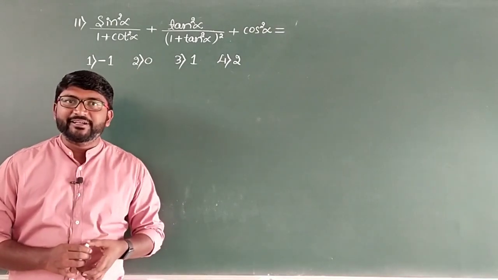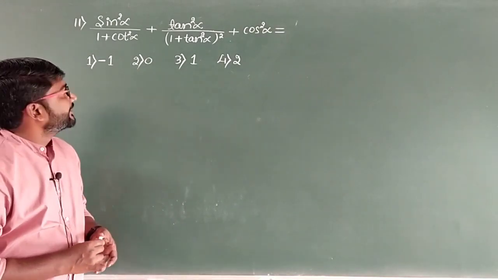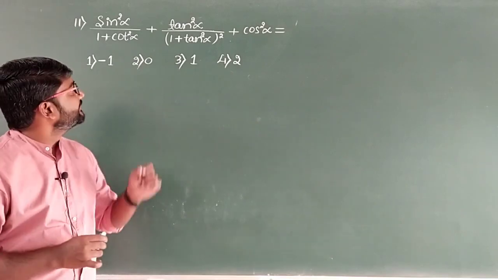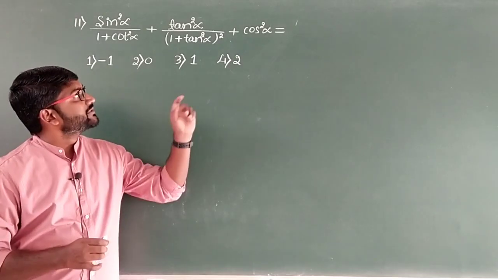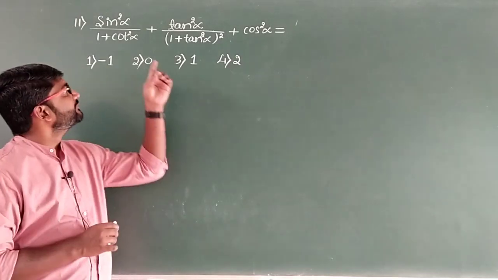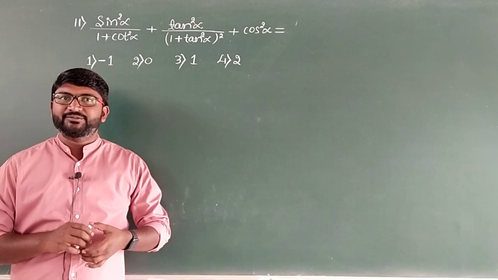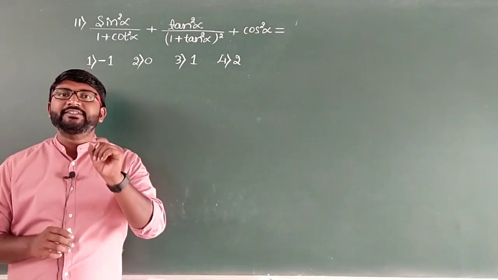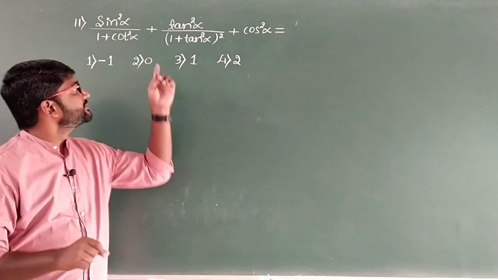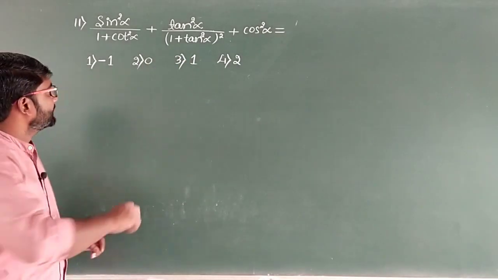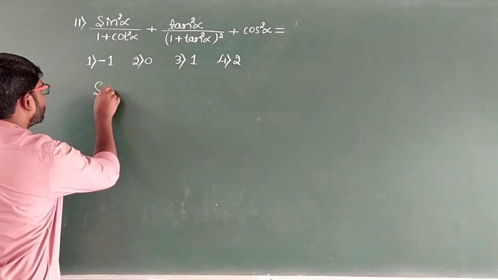Sin square alpha divided by 1 plus cot square alpha, plus tan square alpha divided by 1 plus tan square alpha, the whole square, plus cos square alpha, which is equal to, we have to find the value of this given function. So for this we have a shortcut. Consider alpha as 45 degree. We have to consider the angle in such a way that the function should be defined. So what I will do is take alpha as 45 degree.